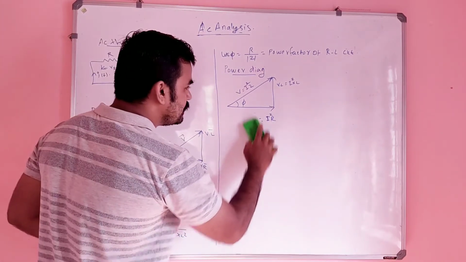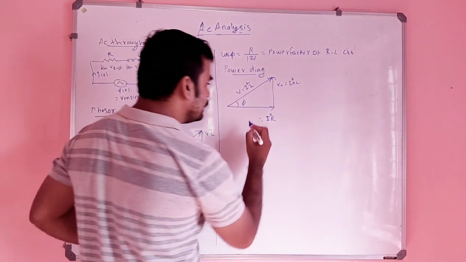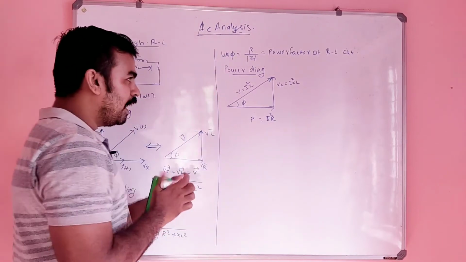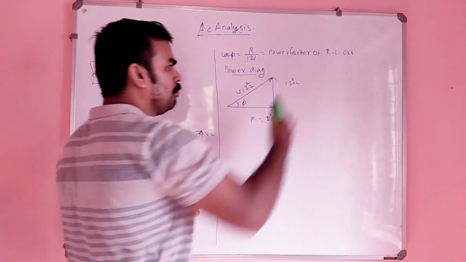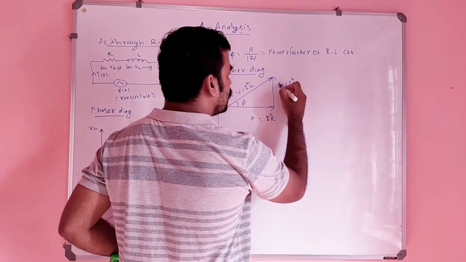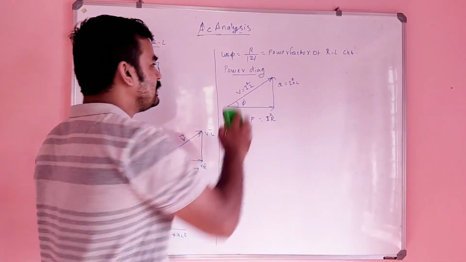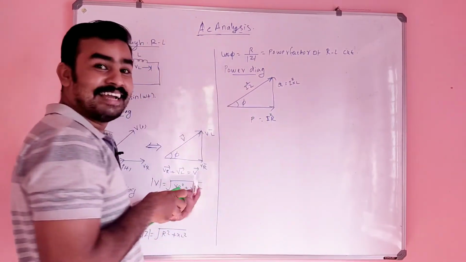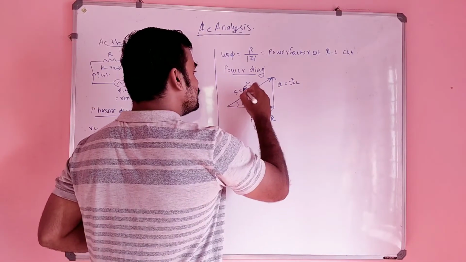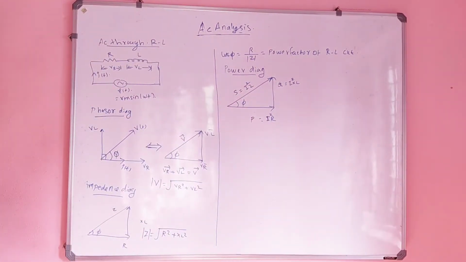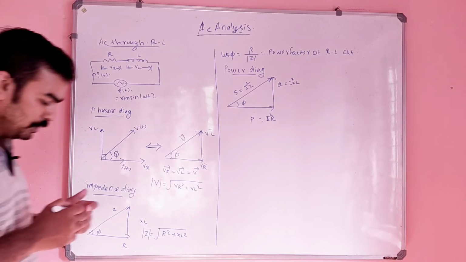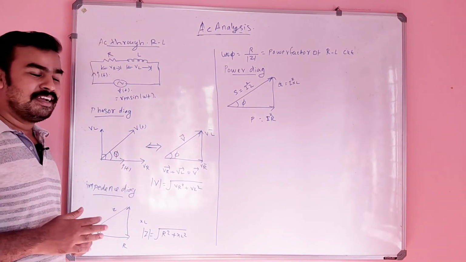Then I can't say this is VR, I will say this is P. I can't say it is VL because it is multiplied with I, I will say Q. I can't say this is V, I will say this is S. See how easily we are going to derive some facts now.